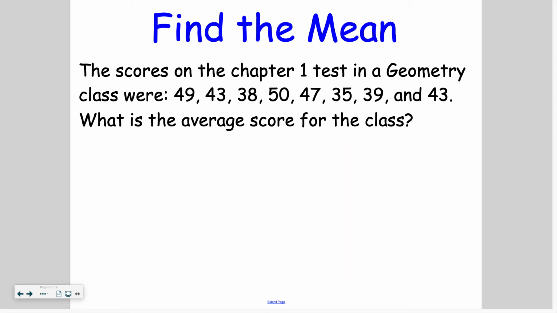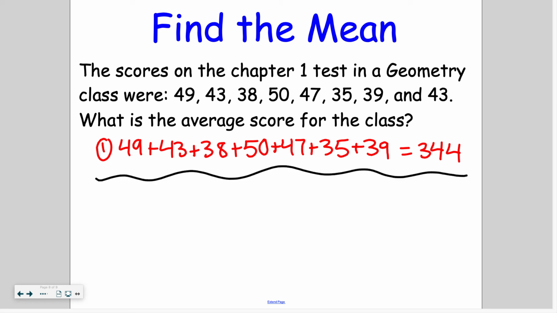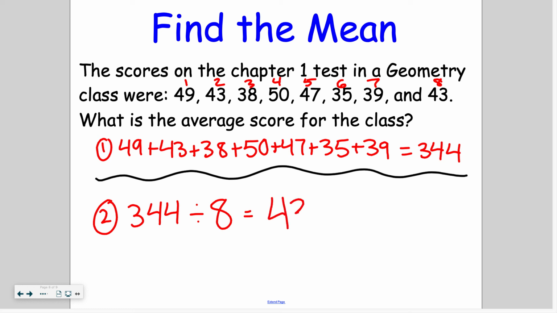Go ahead and try this one on your own. In order to solve this, step 1, we do 49 plus 43 plus 38 plus 50 plus 47 plus 35 plus 39. Since those are all positives, we don't have to worry about changing anything to subtracting. When I add all of those up, I get 344. Step 2 is taking our answer from step 1, 344, and because we have 8 numbers in this problem, we divide by 8, which gives us an average score of 43 points on the test.